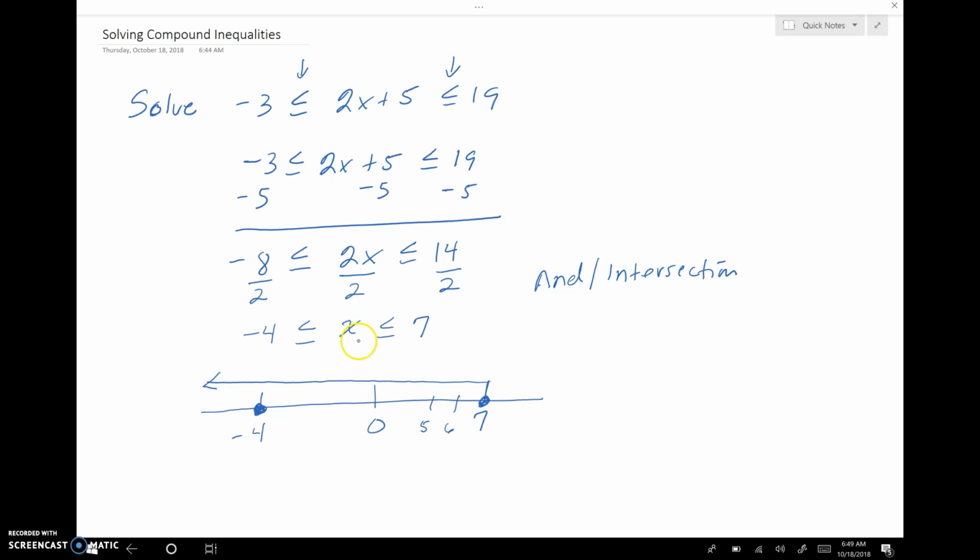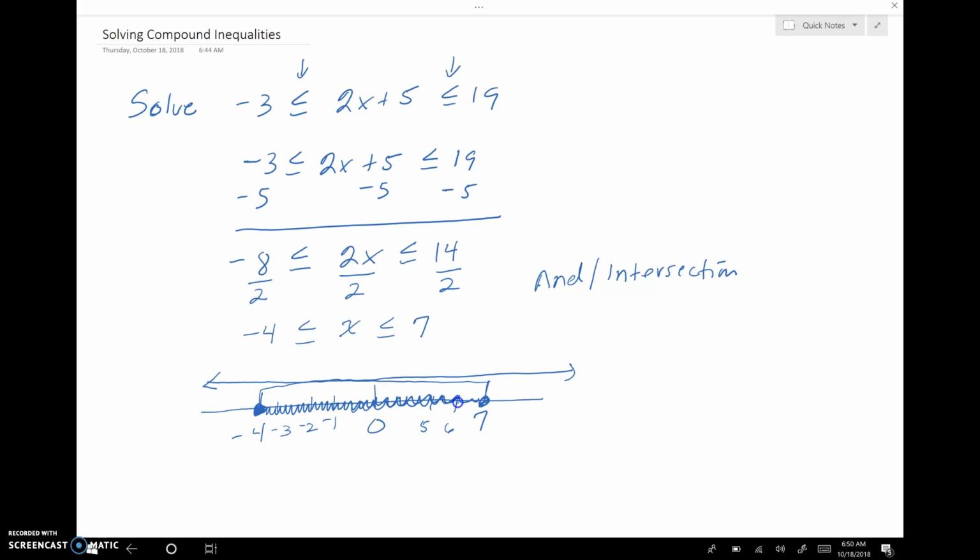On the other side of the inequality, we have x is greater than or equal to negative 4. So we know that negative 4 is equal to negative 4, and we know numbers like negative 3, negative 2, negative 1 are going to be larger. And you notice that the two arrows intersect, and so they intersect between negative 4 and 7.